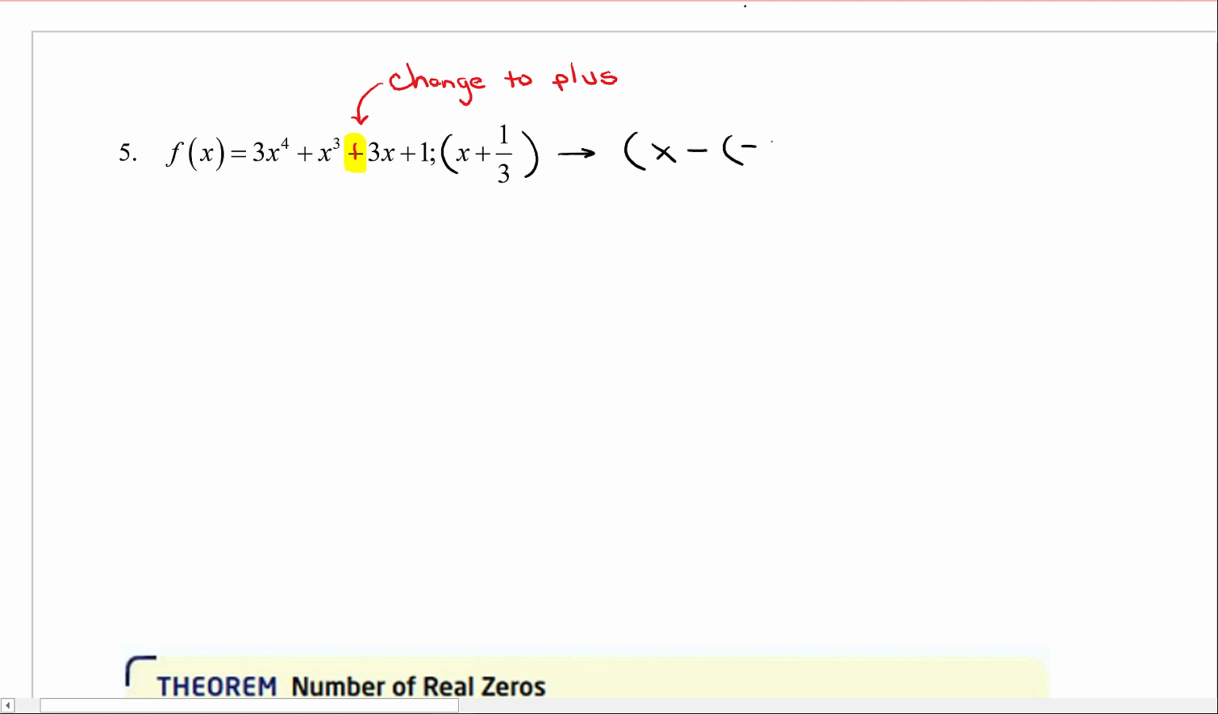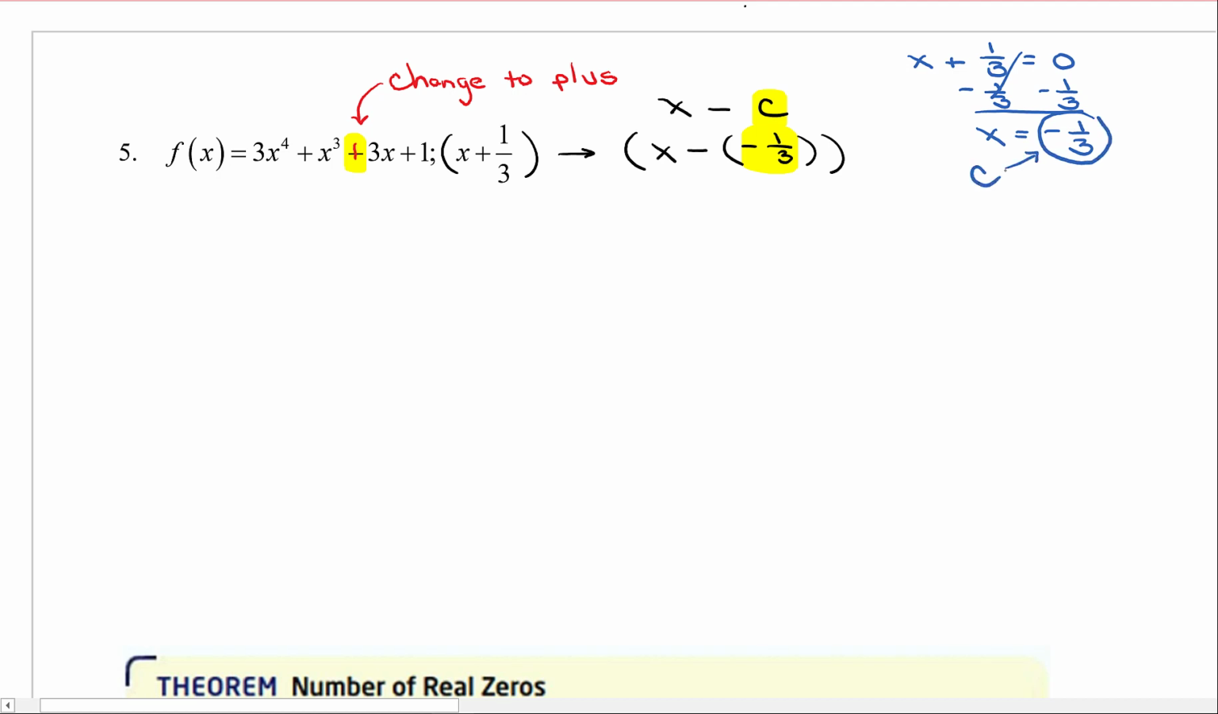Okay, so what we're looking for here is the c. If I want to find the c in this particular problem, I need to rewrite this as x minus c. So I would need to rewrite this as x minus a negative 1/3. Therefore, my c is equal to negative 1/3. Another option: set x plus 1/3 equal to 0 and solve, and you'll get x is equal to negative 1/3. So that's what we're going to use as our c.